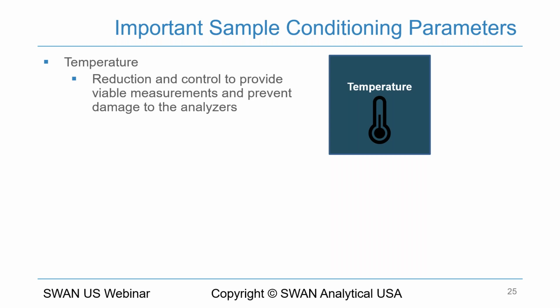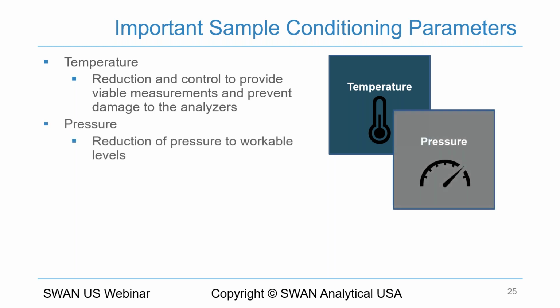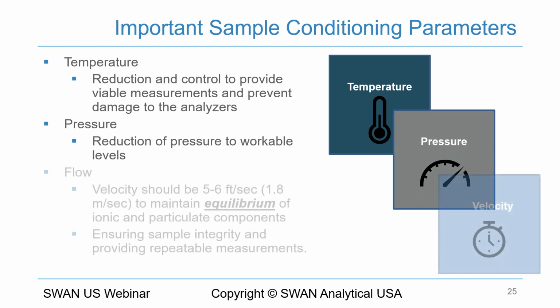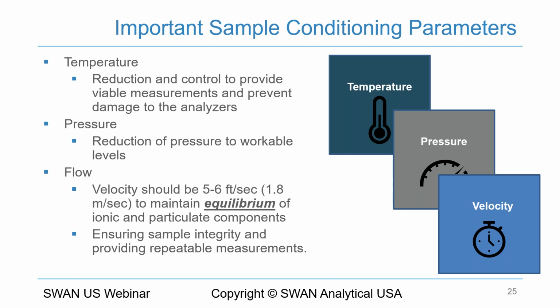Again, the important conditioning parameters that we need to address in any system are temperature, making sure that we reduce and control it so that we can get viable measurements and prevent damage to the analyzers. Pressure, we need to make sure that we've got the pressure dropped down to workable levels. And we want to make sure that in the flow characteristics, we're making sure that the velocity is correct to maintain that equilibrium, and that we can ensure the sample integrity and provide repeatable measurements.